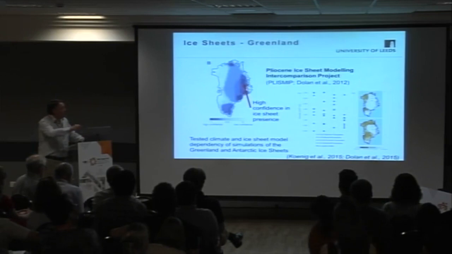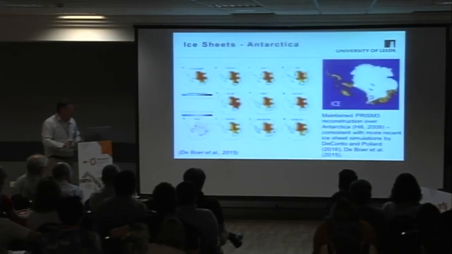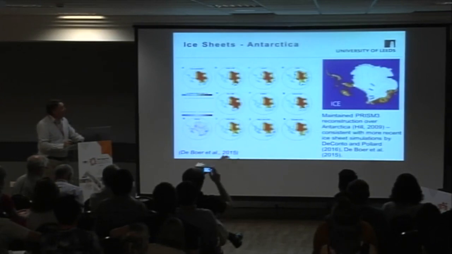So we have ice centered on the highlands of East Greenland. If you want to know more about why we didn't put it on the south, I can tell you later. Also the same for Antarctica as well.